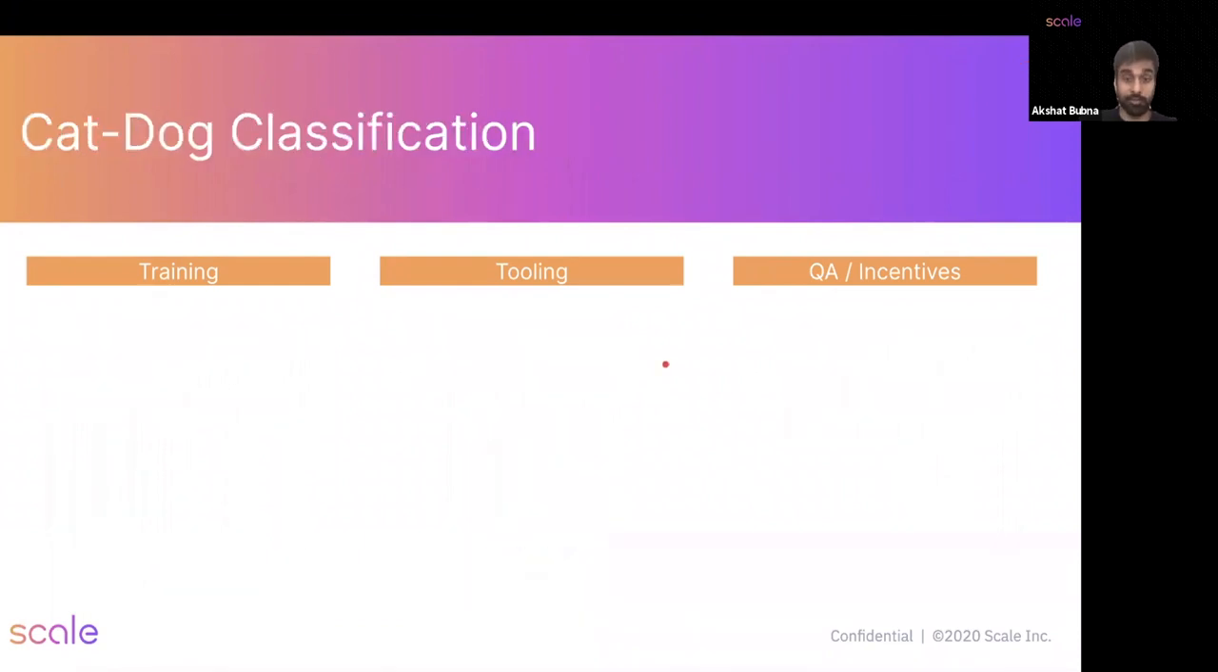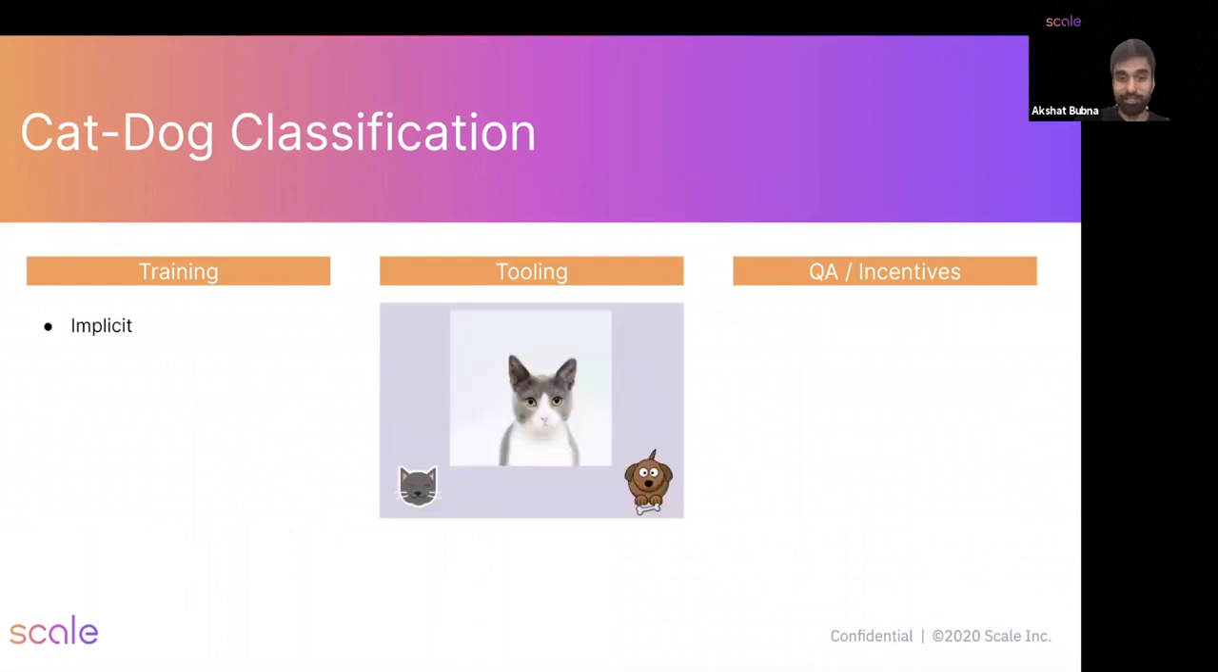Now let's get to data labeling, and I'm going to start off with a really simple example, which is what if we're classifying cats and dogs? Training here is implicit. We all know what cats are, what dogs are. Tooling, I don't need to say much more. And for quality assurance, we probably would get good quality right off the bat, but we really want to be sure, so we can have consensus of 3 people to make sure that the quality is good. And we can also pay people for a task. Maybe we can have a bonus for accuracy, but all of that also is really straightforward.